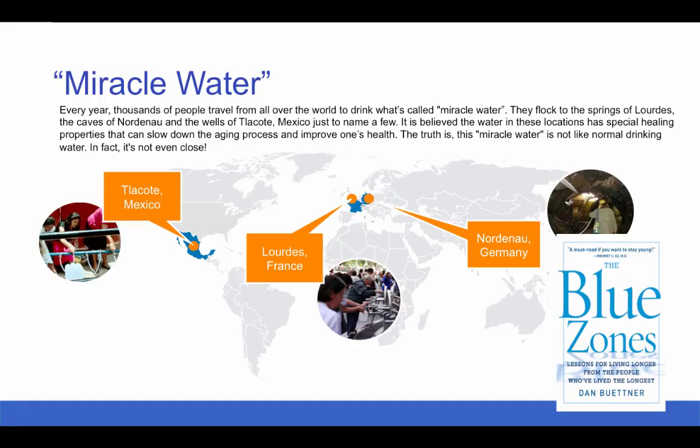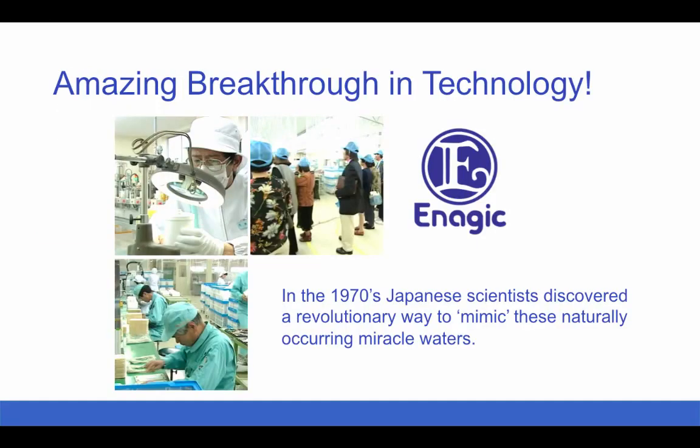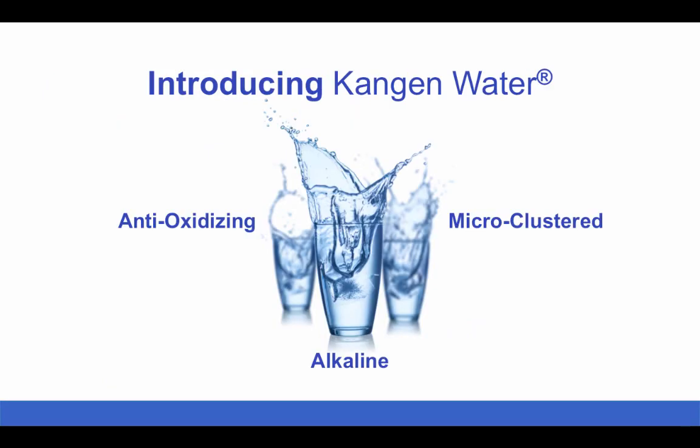Okay, so anyhow, we talk about miracle water, and then we get to the next screen, which I think is the beginning, really, of Enagic. And here we see that there was amazing technology that was discovered in the 70s. There you see a picture of some Japanese employees for Enagic putting together a filter. They're on the assembly line, and it just talks about the history really of Enagic and how it all started. So there we have the first two slides, and then of course introducing Kangen water.